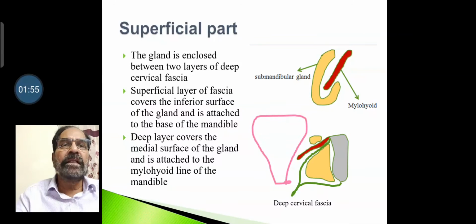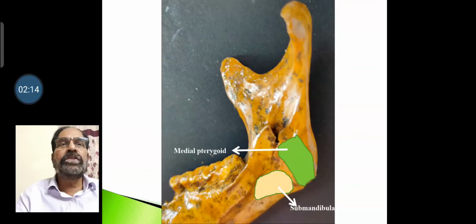Superficial layer of fascia covers the inferior surface and is attached to the base of mandible. Deep layer covers the medial surface of the gland and it is attached to mylohyoid line of mandible. So picture shows the location of medial pterygoid muscle, that is between mandibular foramen and the angle of the mandible, and submandibular gland, which is in the submandibular fossa below the mylohyoid line.